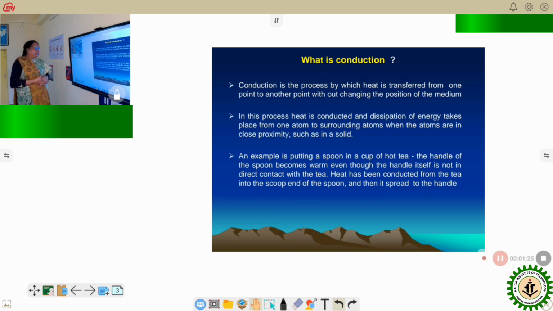An example is that if we put a spoon in a cup of hot tea, the handle of the spoon becomes warm even though the handle itself is not in contact with the tea. Heat has been conducted from the tea to scoop and to the handle.